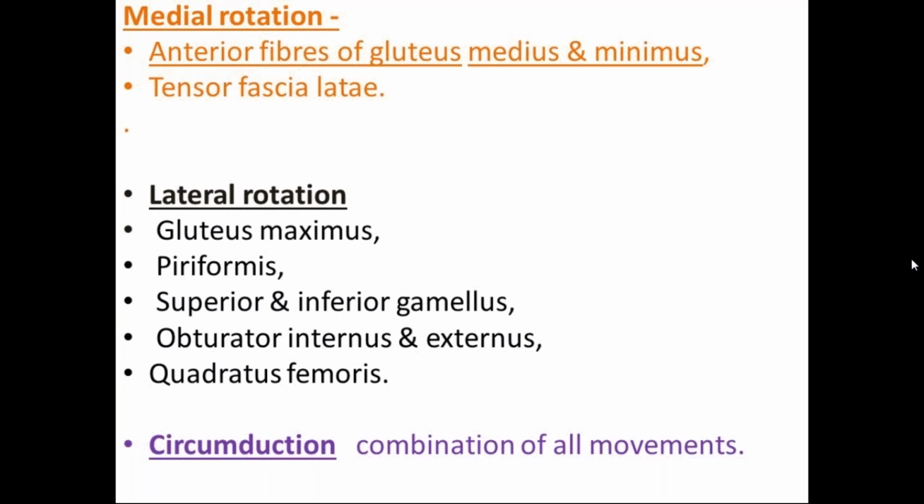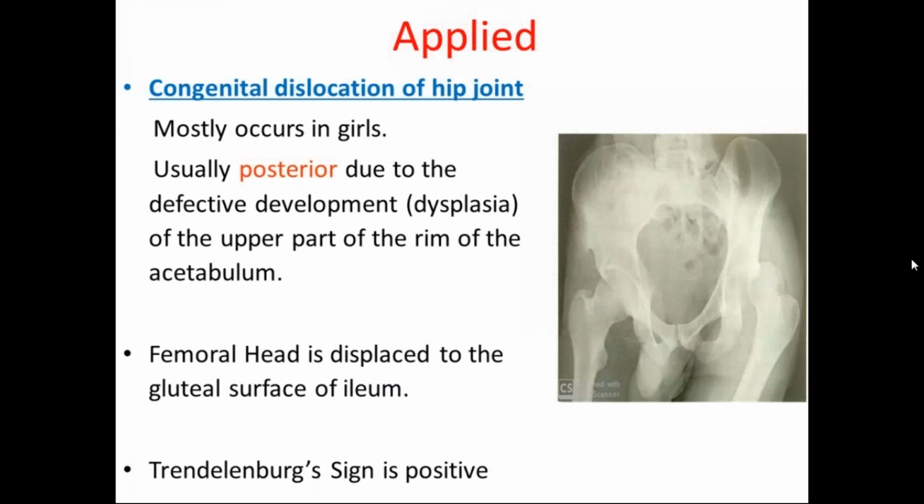Circumduction is a combination of all movements which is taking place at this joint. Flexion is limited by contact of the thigh with the anterior abdominal wall. Similarly, adduction is limited by contact with the opposite limb. So these were the details in which the hip joint was discussed with you. Now we come to the applied anatomy of the hip joint.